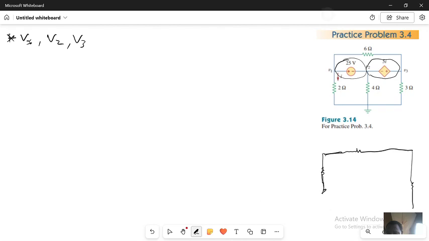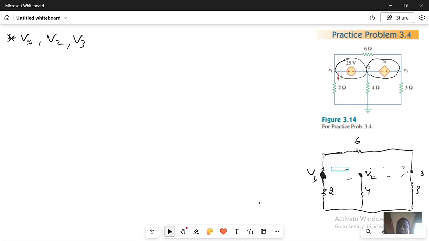I will have my V1 here. I already removed this one. I will have a resistor here. I remove this one. My circuit is going to be this one. So now I have 2 ampere here, I have 4, 2 ohm, and I have 3, and I have 6 here. Now I have V2 here, and V3 here, because here I removed the supernode.